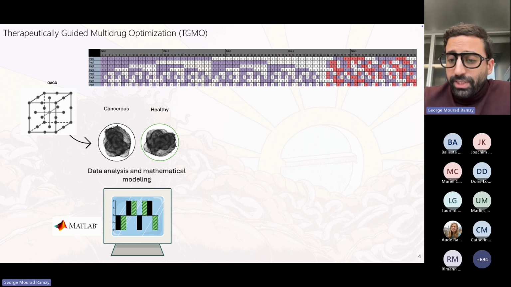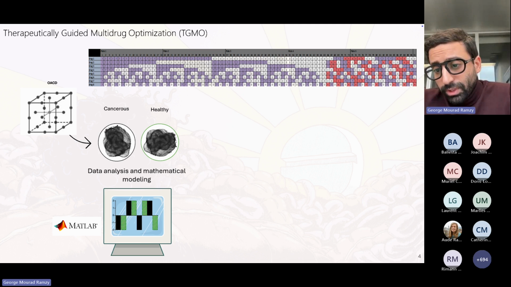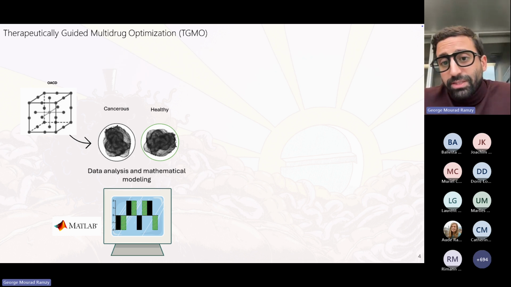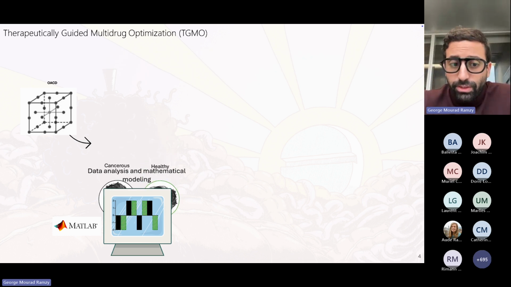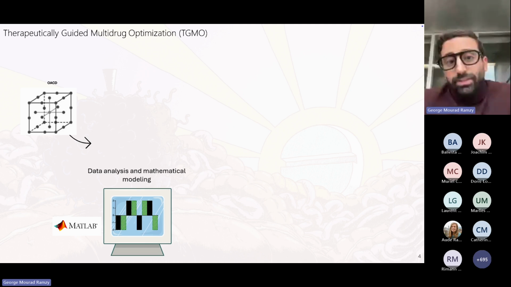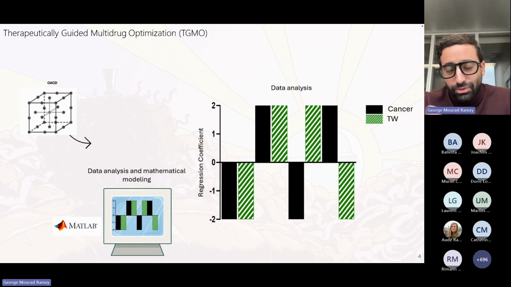After testing these drugs in the lab, we take the experimental data, and then we start modeling it using our mathematical model, which is based on second-order linear regression. And then we generate a mathematical model that looks like something as you can see on the graph on the right. In very simple words, consider in black the activity on the cancer cells and in striped white and green, the therapeutic window, which we define as the difference of activity of these drug combinations or the tested condition on healthy minus cancer.